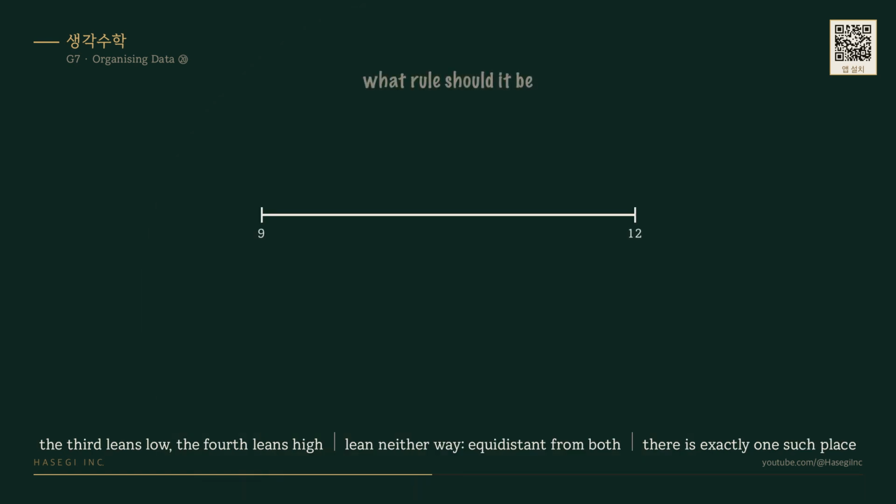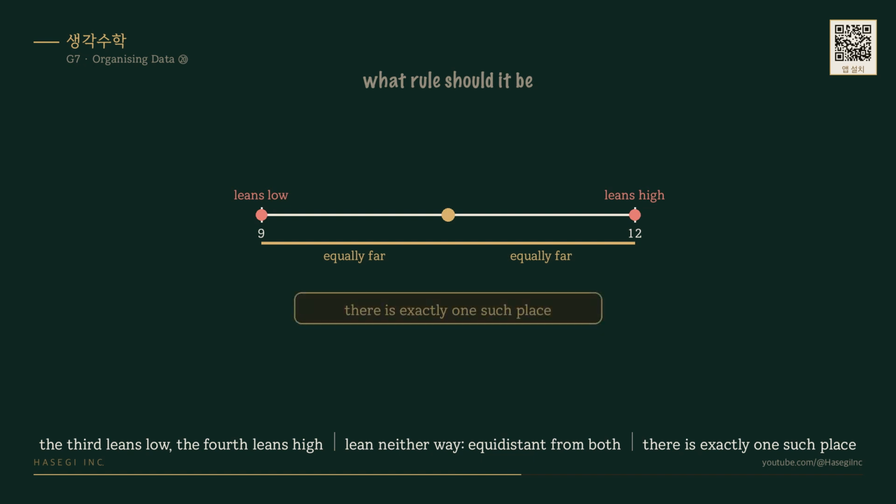Take the third and you lean towards the lower value. Take the fourth and you lean towards the upper one. To lean neither way, you want the place that is the same distance from both. There is exactly one such place, halfway between them. And the way to find halfway between two numbers is to average them.